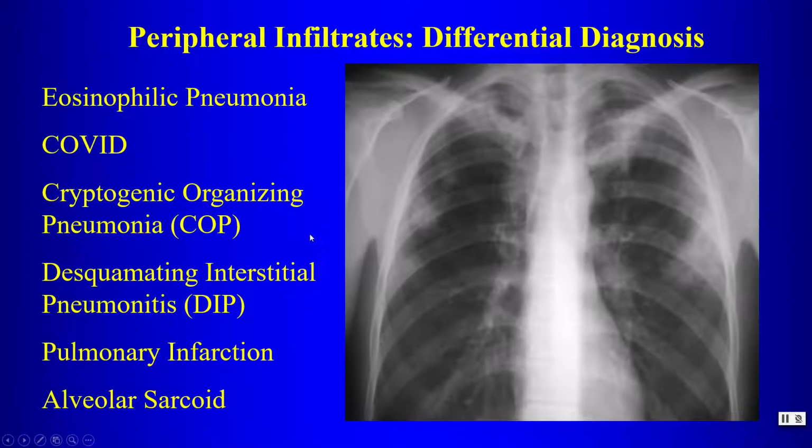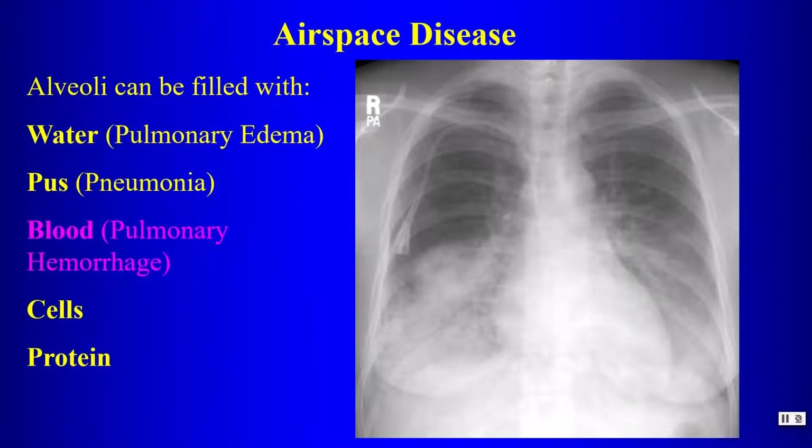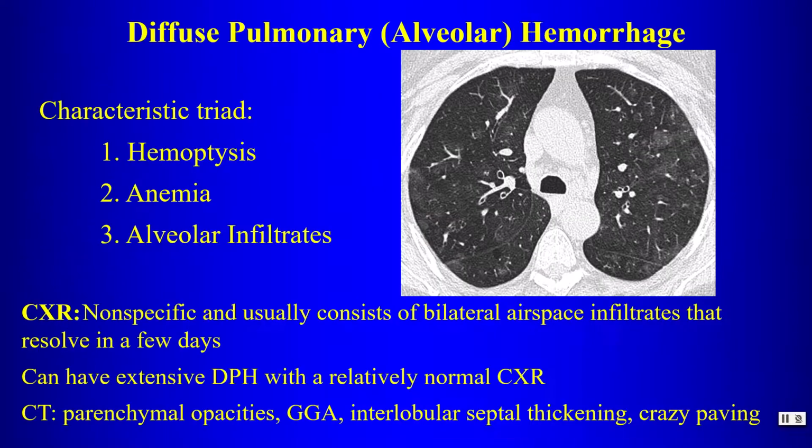So the differential diagnosis for peripheral consolidations: eosinophilic pneumonias, COVID, of course, nowadays, cryptogenic organizing pneumonia, DIP, especially if it's ground glass in a smoker, pulmonary infarction, alveolar sarcoid, if it is predominantly in the upper lobes. All right, so moving on in our discussion of airspace disease, let us move on now to pulmonary hemorrhage.